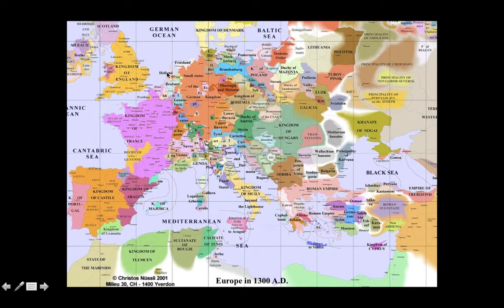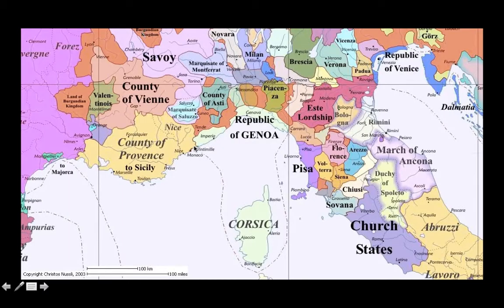But look at Central Europe, especially Italy. Lots of bits and pieces. So as we zero in on northern Italy, what has happened? This would not have been true 100 years earlier. What has happened is the failure of empire for the third time in the West.